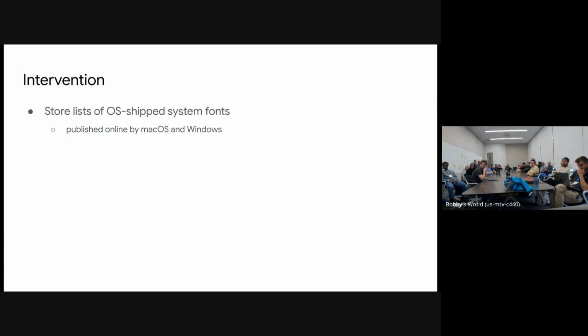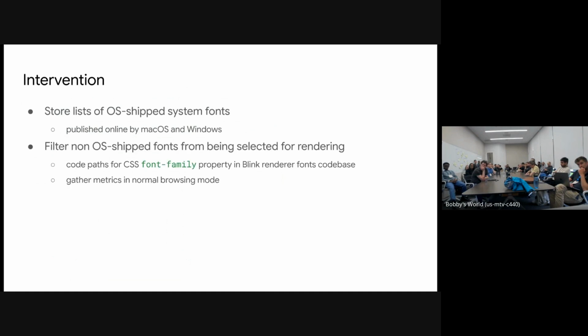So our intervention is actually in very early stages. We're trying a phase-by-phase approach where we first start with experiment analysis to see whether we can start in incognito mode and then potentially expand to normal browsing mode. There are 3 major steps involved. First, we're going to think about how we're storing the list of OS shipped system fonts. Initially, we're starting off with Mac OS and Windows as our platforms because they've already published their list of OS shipped fonts online. And then in the Blink renderer code base for fonts, we will filter the non-OS shipped fonts from being selected for rendering.